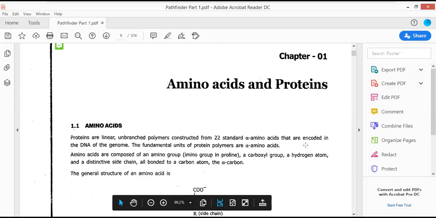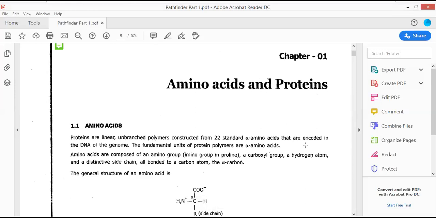So this constitutes the first basic and foremost chapter in the field of amino acids and protein biology. Now, basically, what are amino acids in nature? Amino acids are just linear unbranched polymers constituted by the 20 standard alpha amino acids.